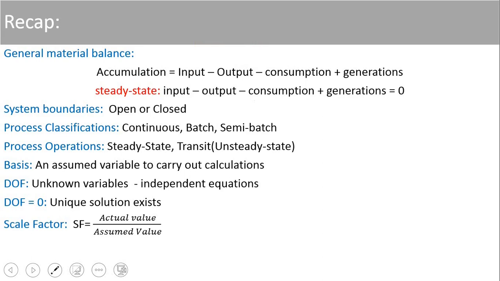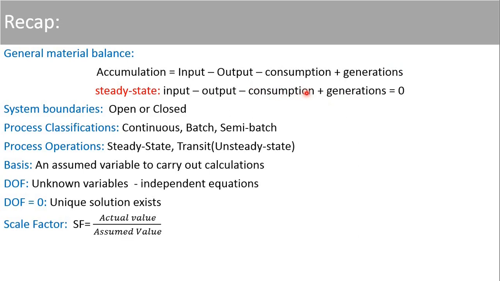So that was the end of the lecture. Let's recap what we have studied. The general material balance: accumulation is equal to input minus output minus consumption plus generation. If we have a steady state system, there is no accumulation, so the accumulation term will be 0. So input minus output minus consumption plus generation is equal to 0.